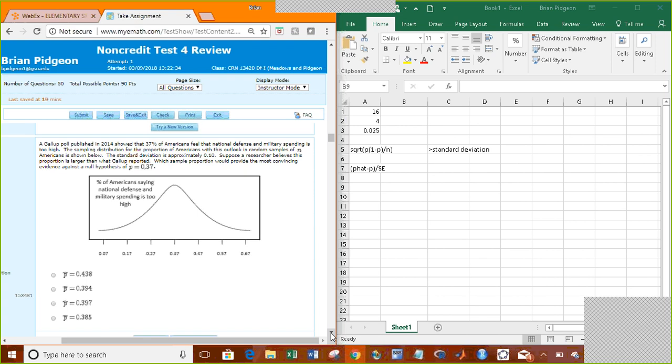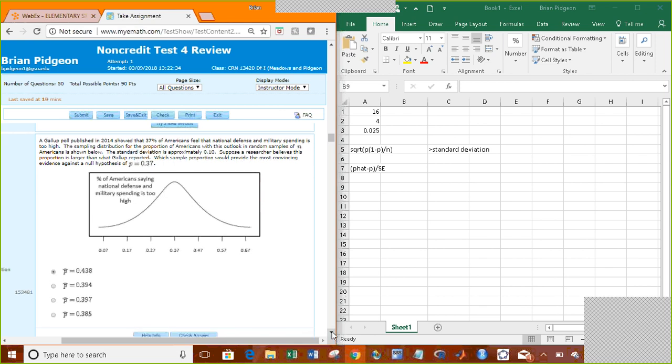Alright, a Gallup poll published in 2014 shows that 37% of Americans, standard deviation 0.1. Suppose a researcher believes this proportion is larger. What proportion would provide the most convincing evidence against the null? So our researcher believes that it's larger than 0.37. So we're just looking to see which of these is the highest, which of these is farthest away from 0.37 in the right direction. So 0.438 is pretty high. That is the highest, so that would provide us the most evidence.